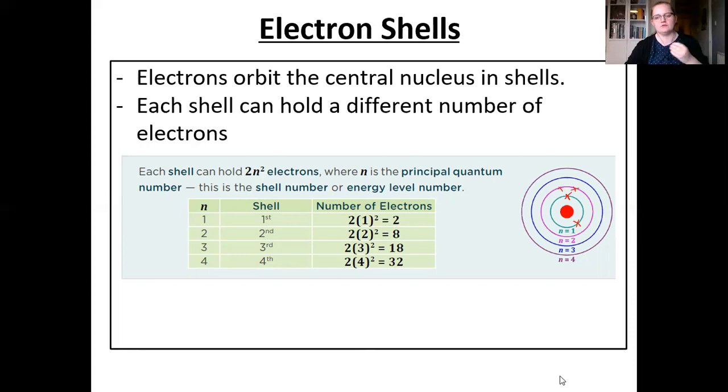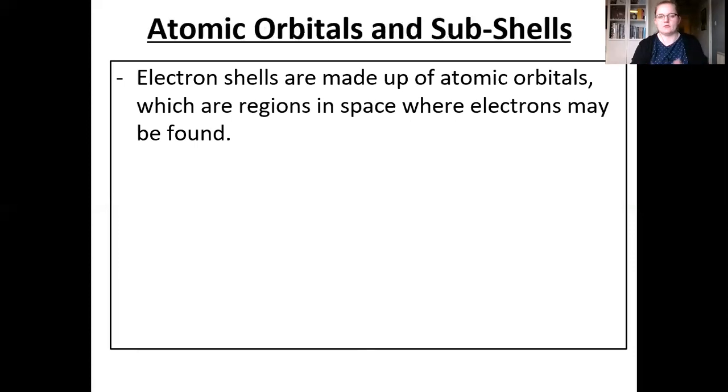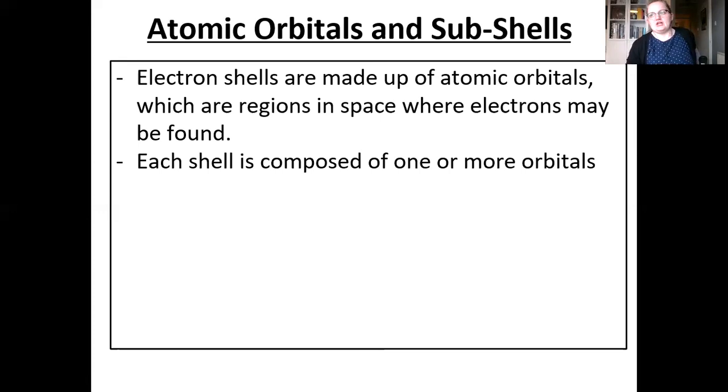So we have these orbitals, which are parts of these shells. So electron shells are made up of atomic orbitals. These are regions in space, regions of these shells, where electrons may be found. So in specific areas of these energy levels, we are more likely to find the electrons. So each energy level is composed of one or more orbitals. Okay, so this is where it starts to get a little bit more complex. Actually, we don't just have these two electrons orbiting around the nucleus on this circle that we've drawn. Actually, we've got little orbitals inside this shell.